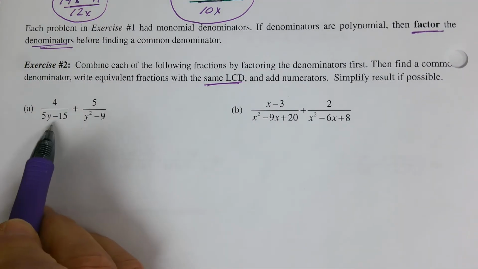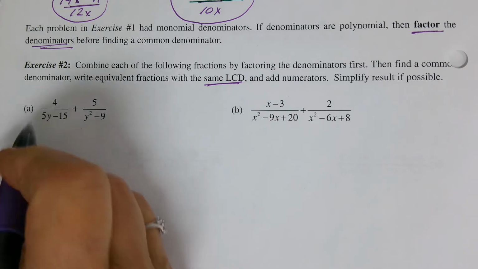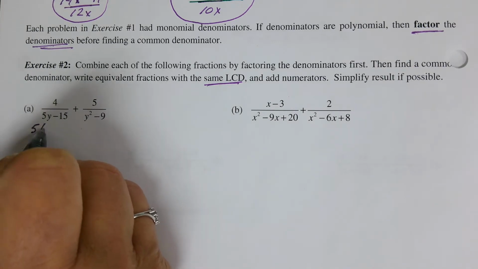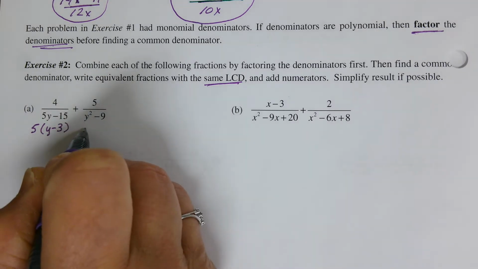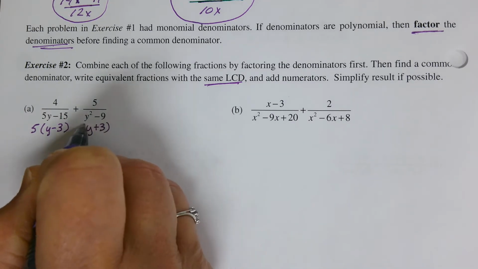Right, so this denominator, this binomial, there's a GCF of 5 that comes out. So we have 5 times y minus 3. And this is the difference of perfect squares, y plus 3 times y minus 3.